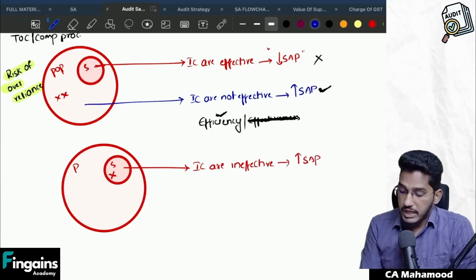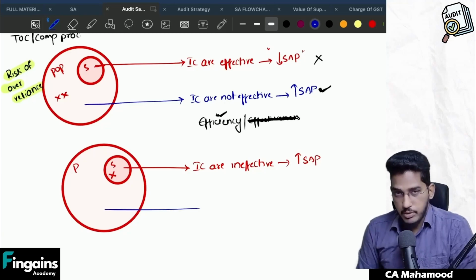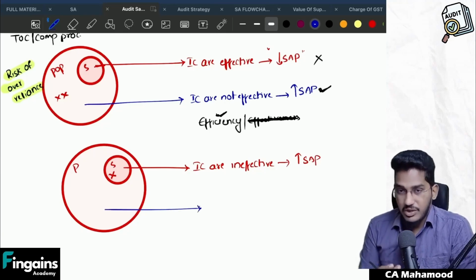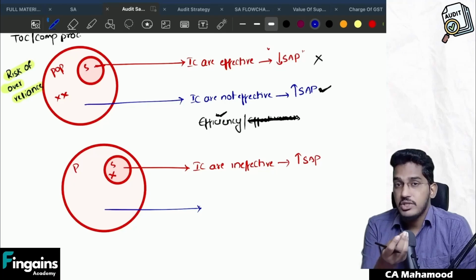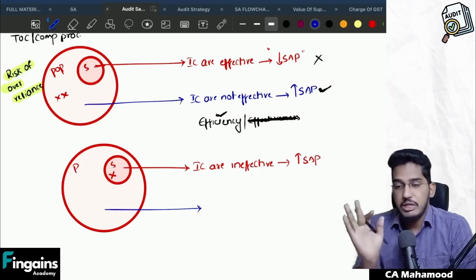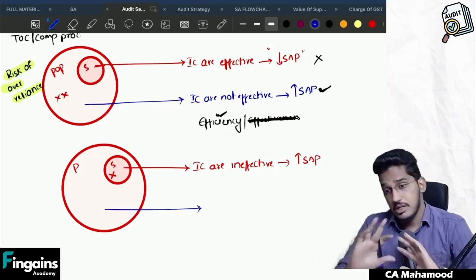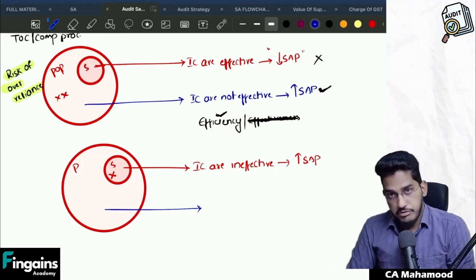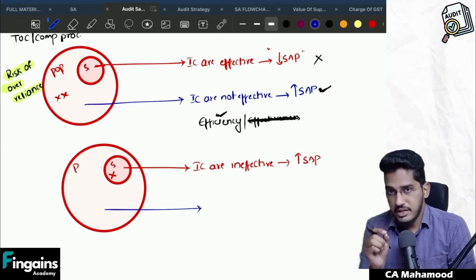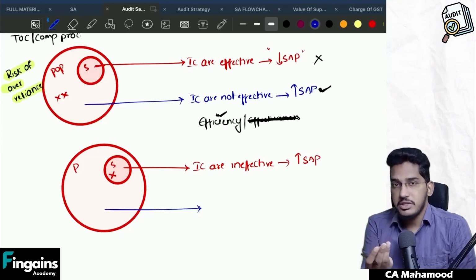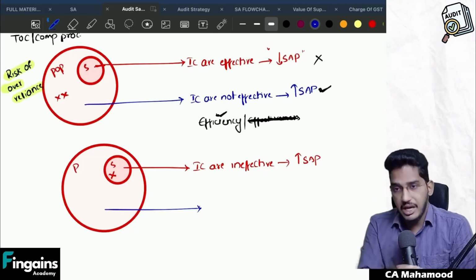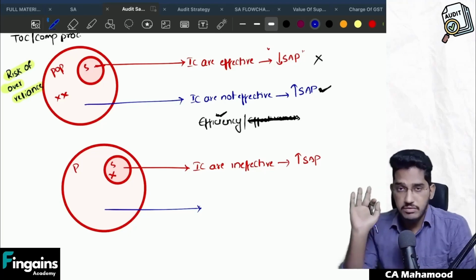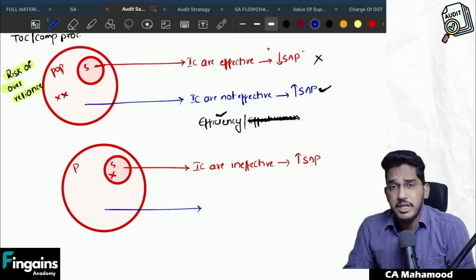But if you would have performed audit procedures on the entire population, you would have concluded that whatever deviation you have found in the sample, that is the only internal control which is not working. Rest of all the controls are working fine. Actually, when you would have performed audit procedures on the entire population, you would have concluded that there is a deviation, agreed, but that is a very small deviation. That is the only deviation in the entire population. That is the only control which is not working. That is not at all material.